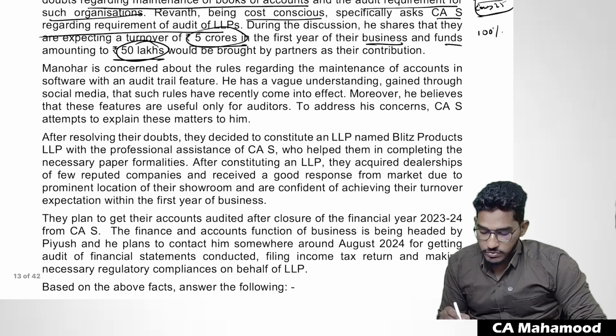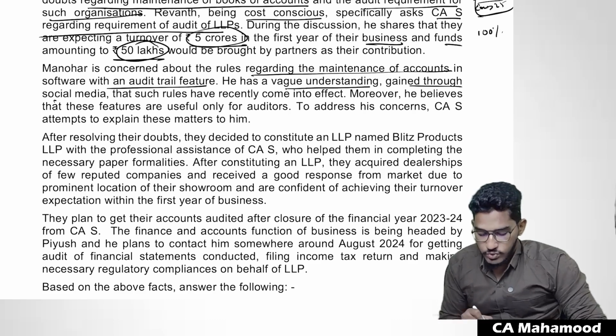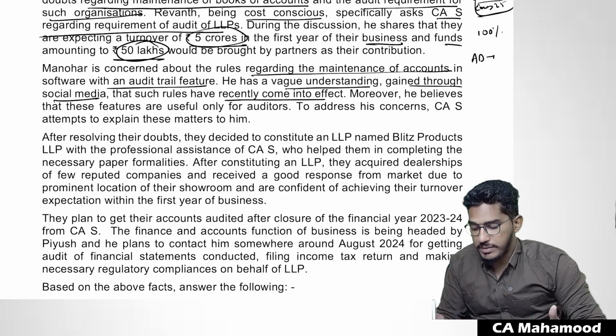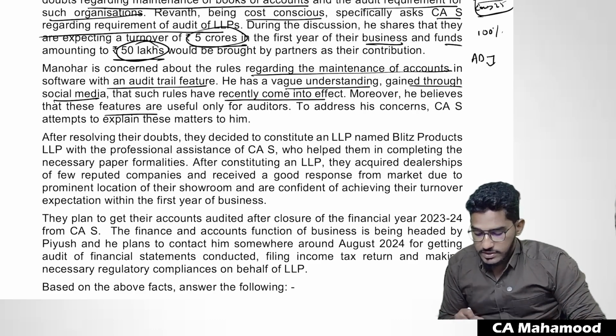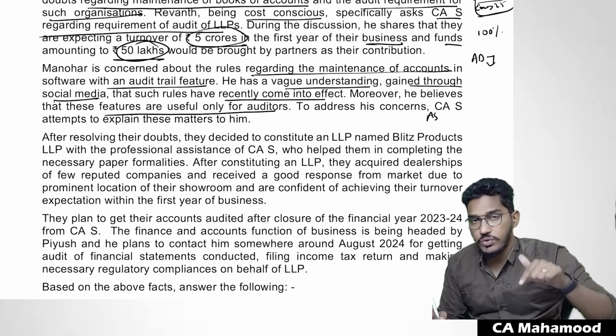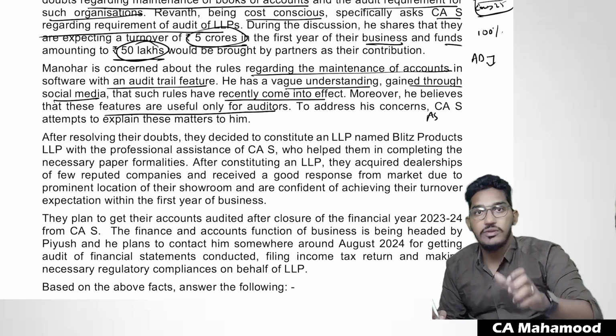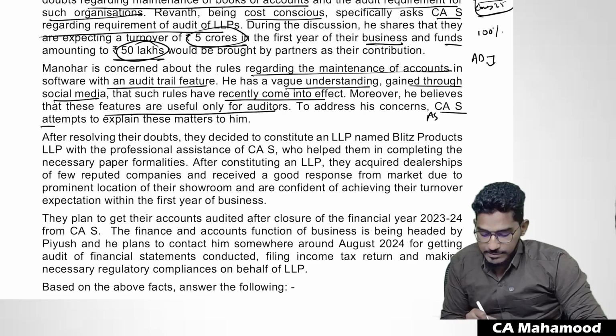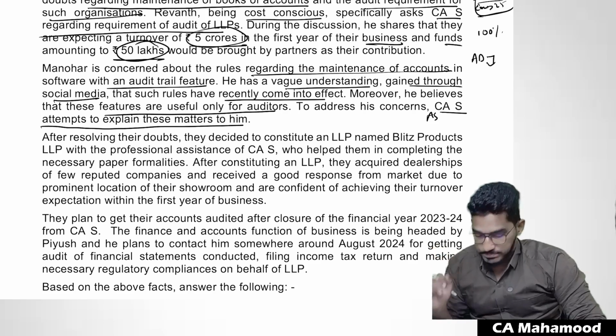Manohar is concerned about the rules regarding the maintenance of accounts in software with the audit trail feature. He has a vague understanding gained through social media that such rules have recently come into effect. As we all know, audit trail has been made mandatory for companies. Moreover, he believes that these features are only useful for auditors. See, if you have an audit trail, will it be useful only for the auditor? No. If you have an audit trail, even the entity will benefit from it. To address his concerns, the CA attempts to explain these matters to him.